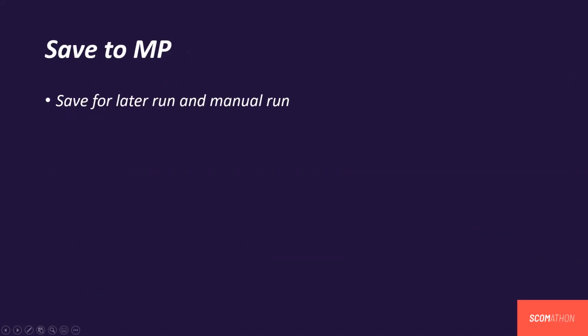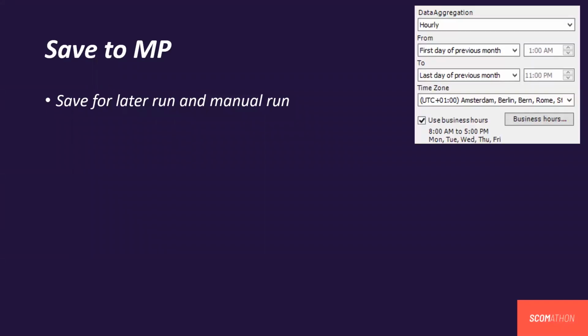Another option might be to save a report to a management pack, so you can run it again later on. What we would do then is select a time frame best suited to these kinds of reports, for instance, the first day of the previous month until the last day of the previous month. We can then schedule this to run on the first or second day of every month, and it will dump all of the data from the previous month. So this will always be the same, but every time it will follow to the next month.